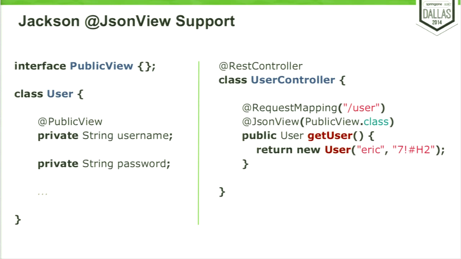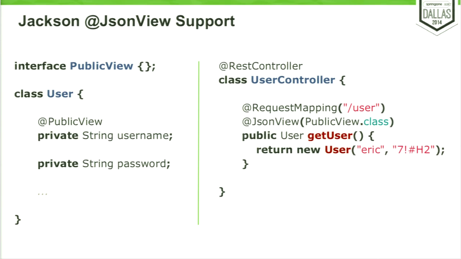JSON view. We have a domain class on the left, the user class, and that has a couple of fields, a username and a password. And then at the top we have a marker interface, which can be called anything. Let's call it public view in this case. And then on the right-hand side you see the actual usage of it in Spring MVC.